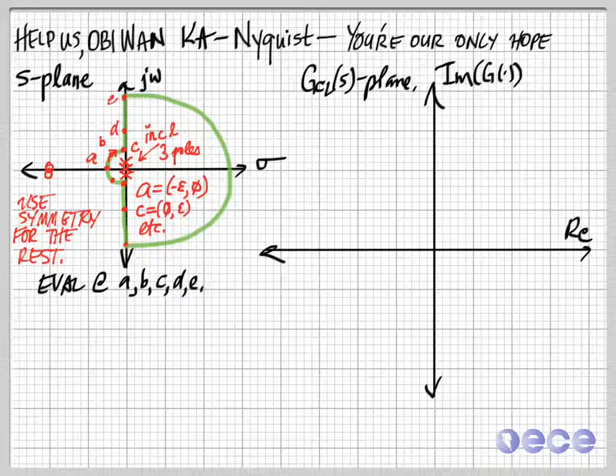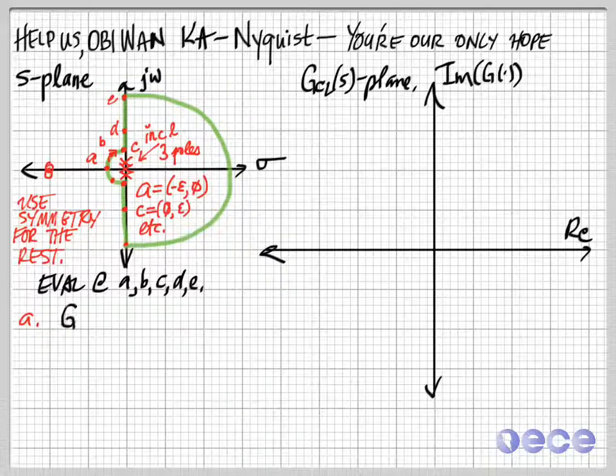So C is going to be equal to 0 and then epsilon. B is going to be some value of epsilon angle 135, for example. And then D, I'll tell you later and remind you that we already calculated the j omega crossing point. D and E will also be evaluated.